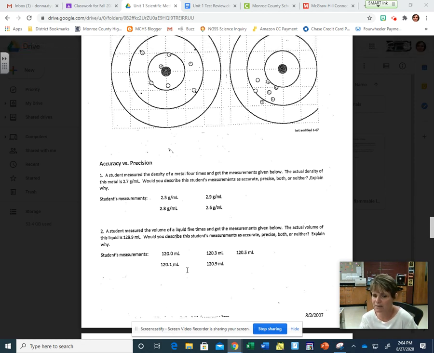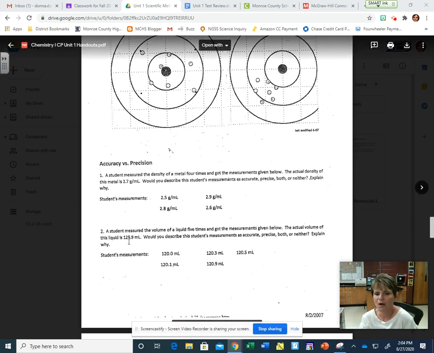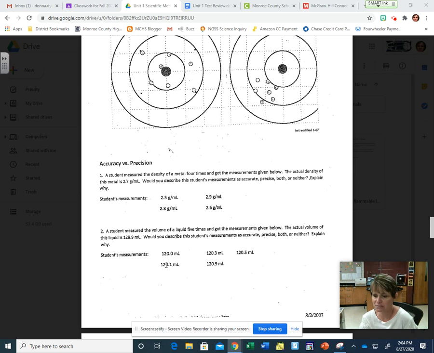Okay, let's look at the second question. Measuring the volume of a liquid. We got 120.0, 120.1, 120.3, 120.9, and 120.5. The right answer is 129.9. Okay, so are they accurate? I hope you said no, because the right answer is 129.9.